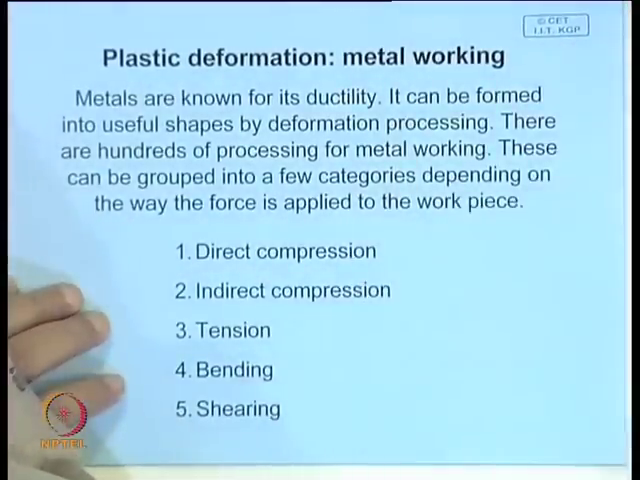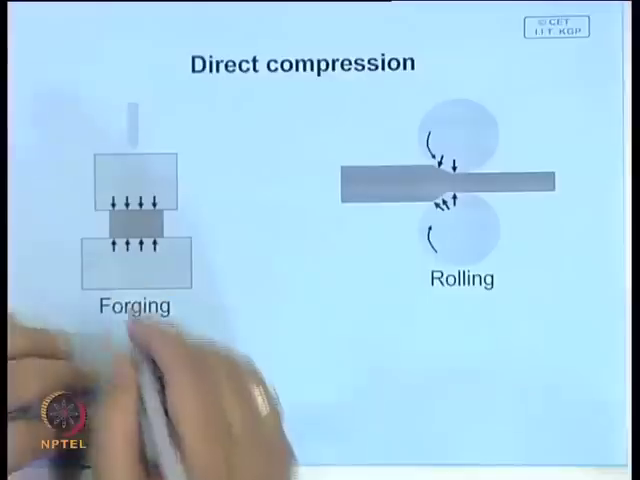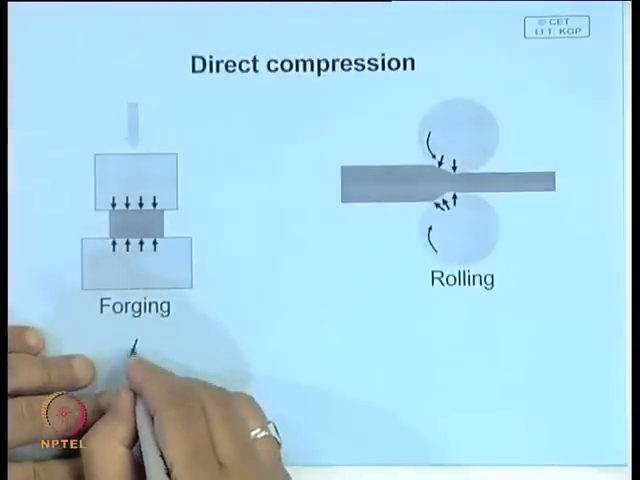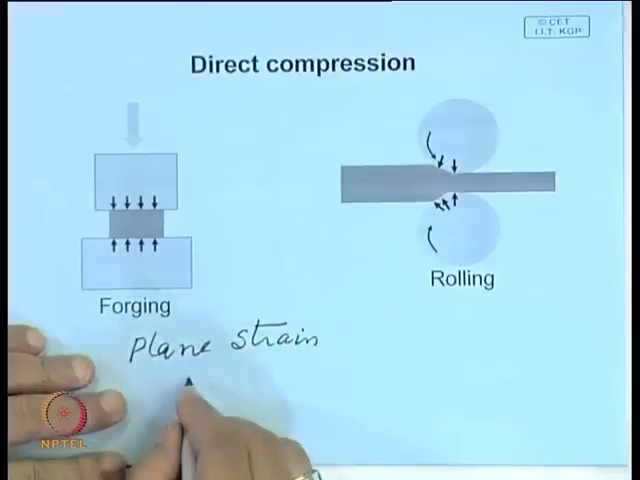Let us look pictorially at some of these deformation processes. One is forging. Here this is an anvil on which the workpiece, the job, is kept, and you apply pressure, and under this pressure the material flows. It can be a normal press forging or hammer forging. In that case, the material flows in this direction and the other direction perpendicular to the plane also, so two directions. This kind of processing is a plane strain deformation: you have deformation in two directions.